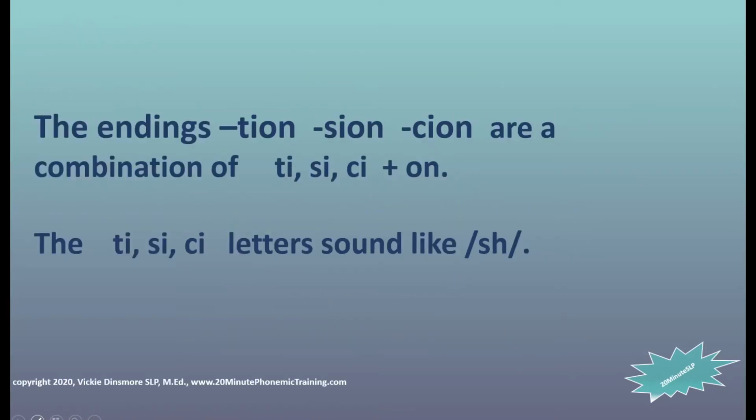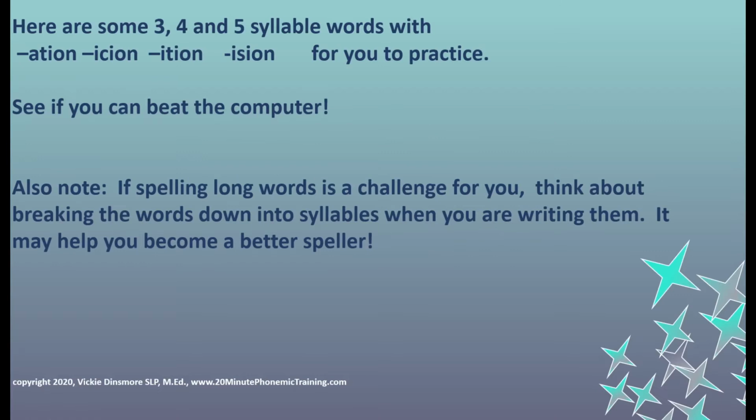The endings T-I-O-N, S-I-O-N, and C-I-O-N are a combination of the letters T-I, S-I, and C-I plus O-N. T-I, S-I and C-I sound like sh. Here are some 3, 4, and even 5 syllable words containing our ending. See if you can beat the computer.